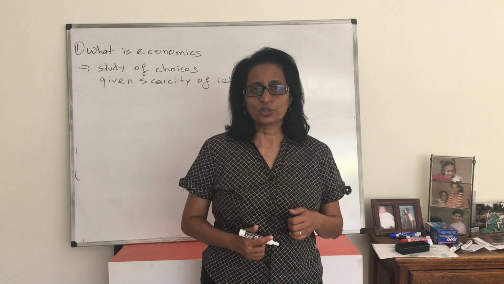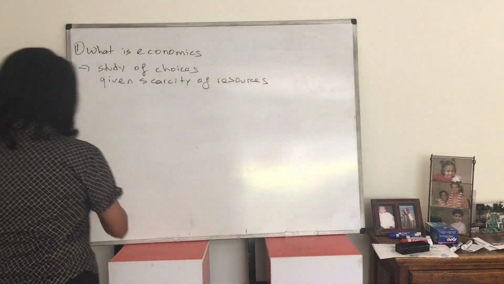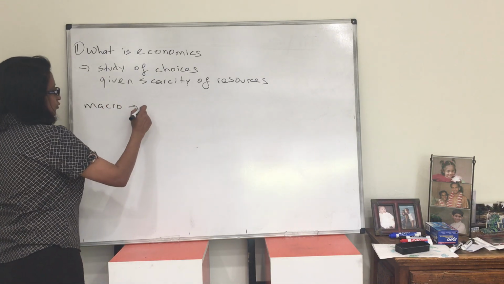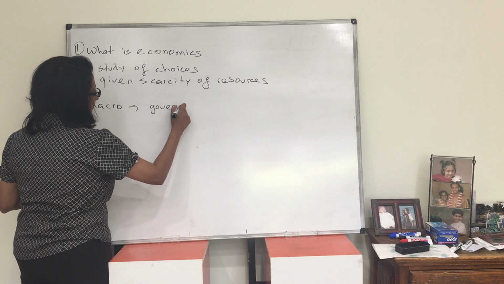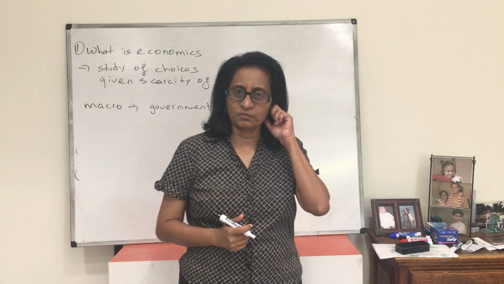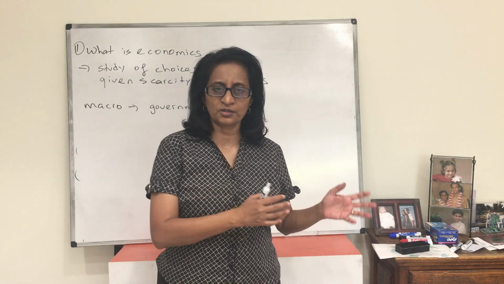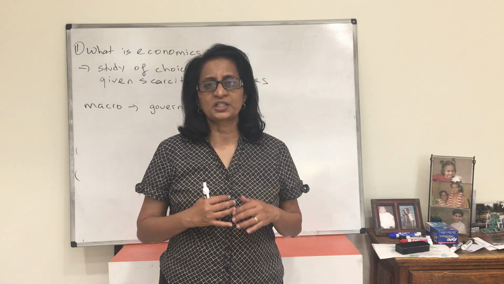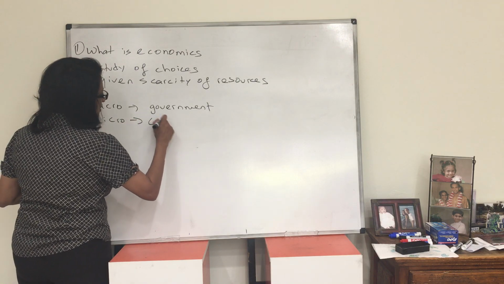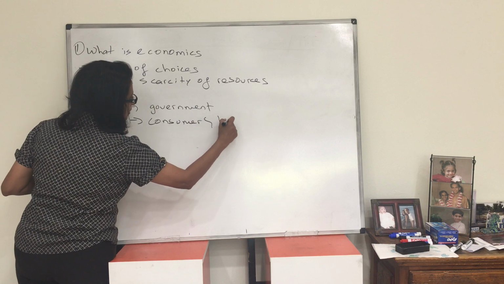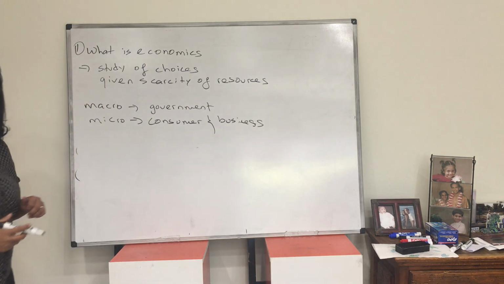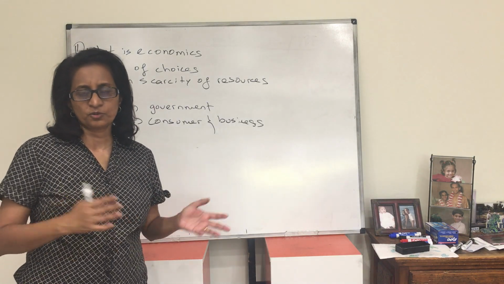And so what we have is macro and microeconomics. Macroeconomics is basically, think of macro as big. So this will be the study of choices government makes. You're going to study tax policy, spending policy, fiscal policy, the policies the Federal Reserve makes. These are the choices government makes. That's macro. In micro, we are going to study the choices consumers and businesses make. So that's the difference between macro and micro.